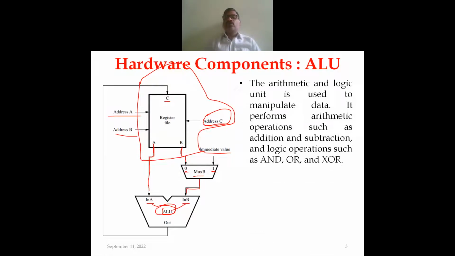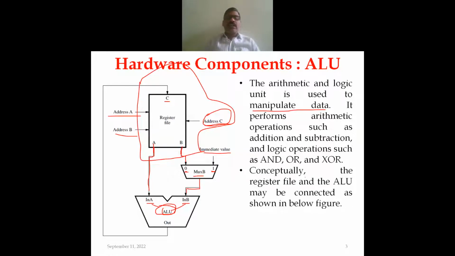The arithmetic and logic unit is used to perform manipulation of the data, that is, you are doing the arithmetic calculations. It performs arithmetic operations such as addition and subtraction, and logic operations such as AND, OR, NOT, and XOR will be carried out by this ALU. So conceptually, the register file and the ALU may be connected as shown in this particular diagram.